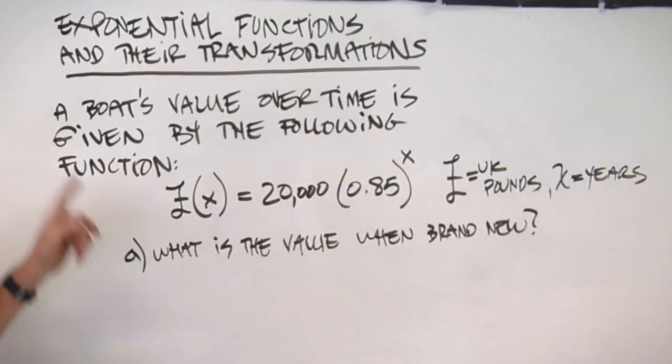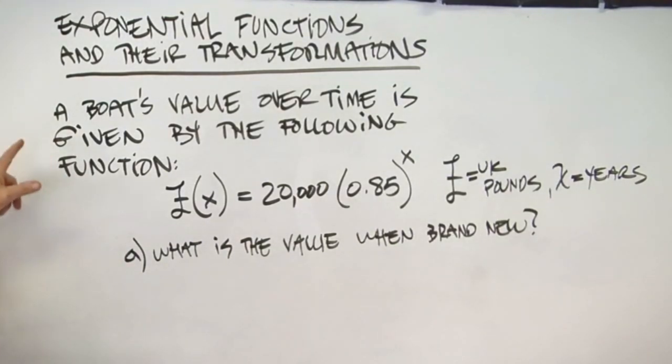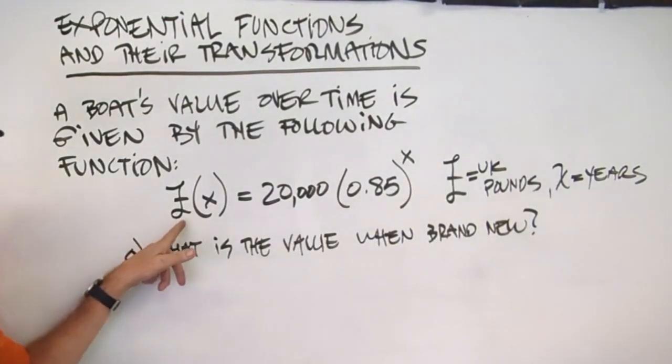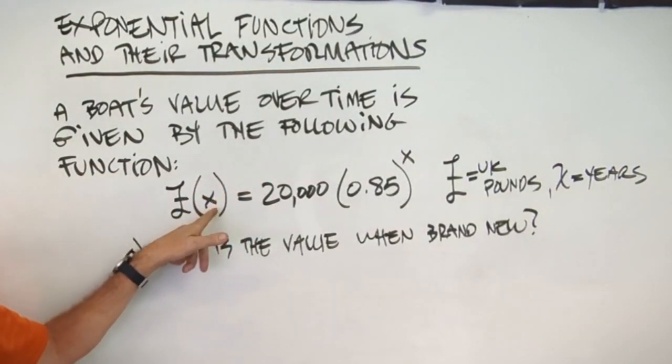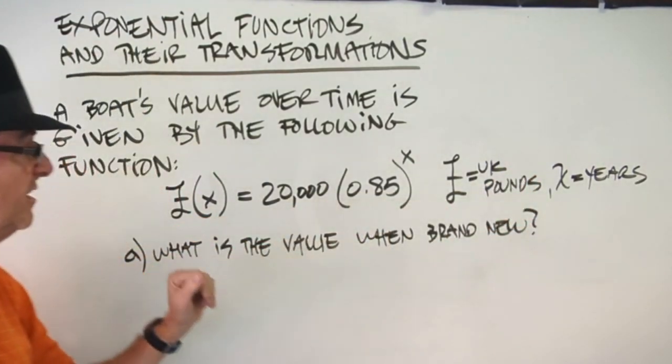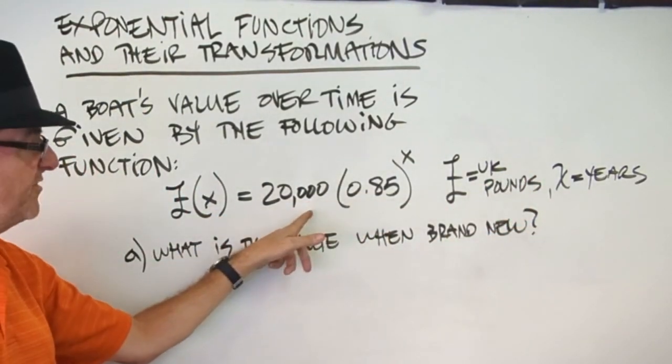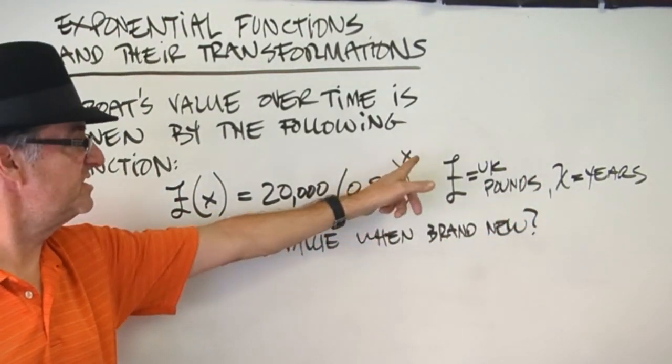So here's our situation. A boat's value over time is given by the following function. This is the English symbol for pounds. So the value is given in pounds, and X is the number of years. So I've defined that over here for you there. And what it is, it's 20,000 times 0.85 to the X.